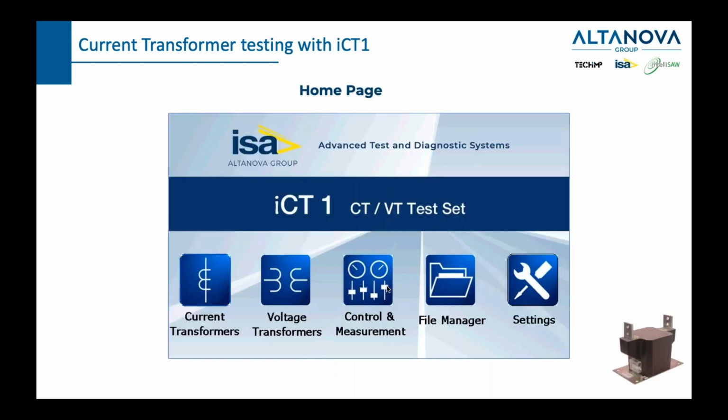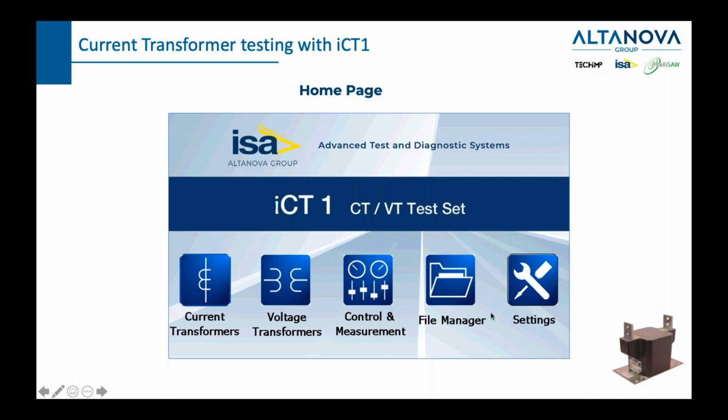Now, here we are moving on to the firmware of ICT1, and in this firmware we can see exactly what the main screen looks like. So the home page: when you turn on the device, you will be able to choose to test a current transformer, a voltage transformer, or do some control and measurement, basically use the device to generate some currents and voltages or to measure.